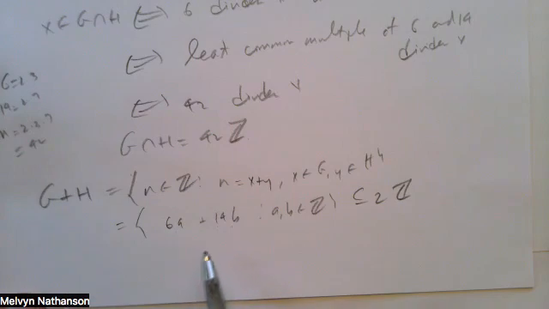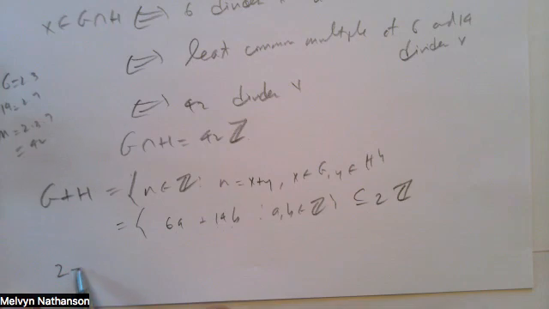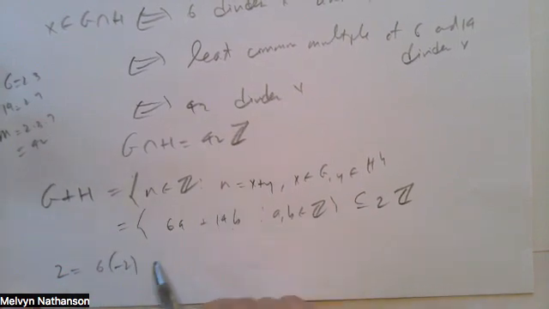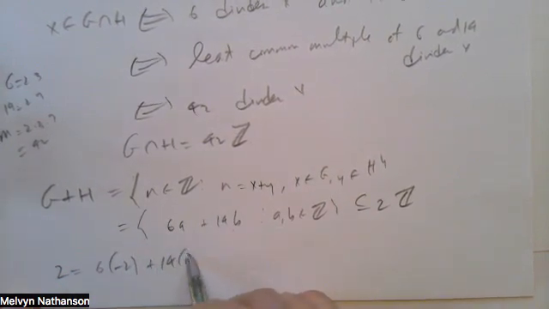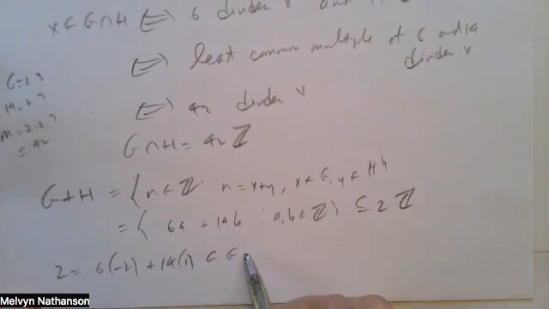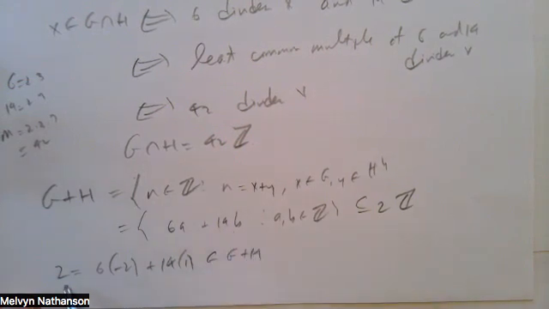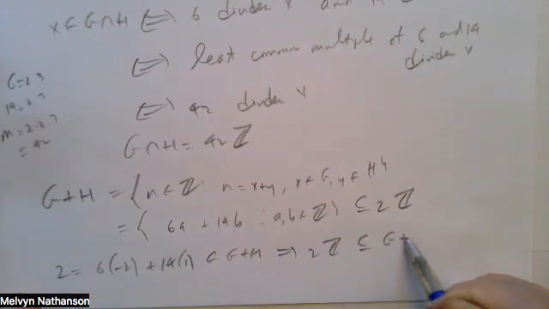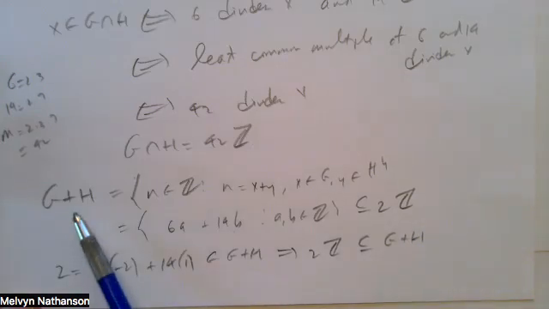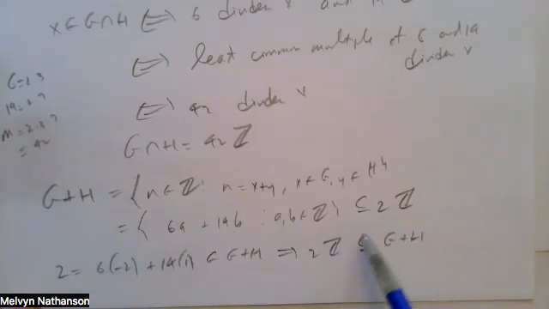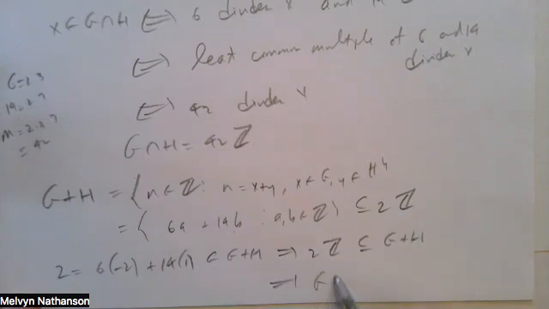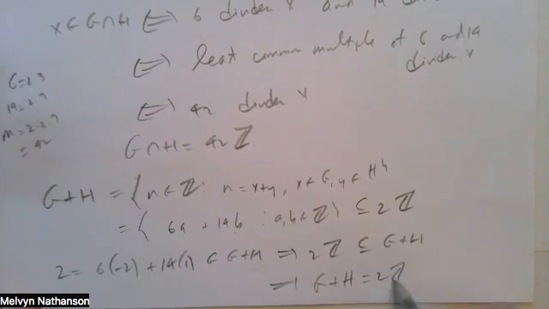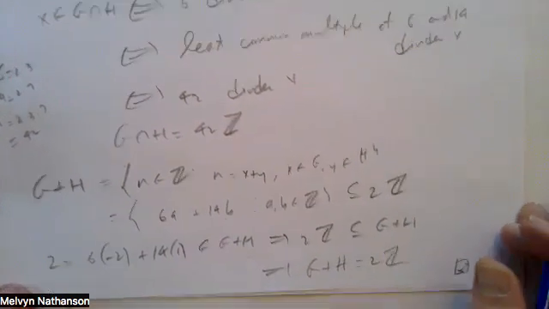In fact, I claim this is the whole set of even integers, because notice that the number 2 is 6 times minus 2 plus 14 times 1, which is in G plus H, which means every multiple of 2 is in G plus H. So 2z is contained in G plus H. So G plus H is contained in the even numbers, and all the even numbers are contained in G plus H. So G plus H is in fact equal to the set of all even integers.